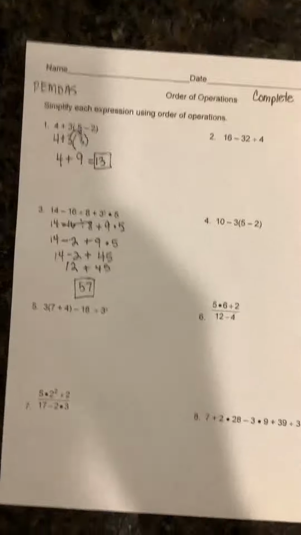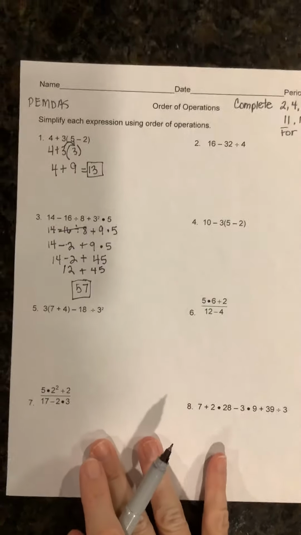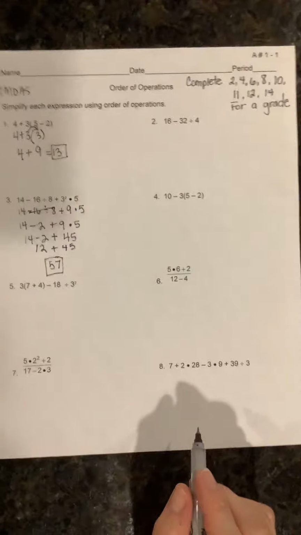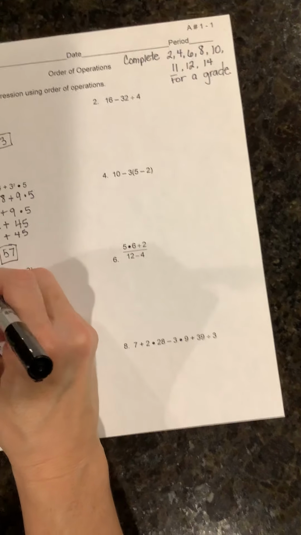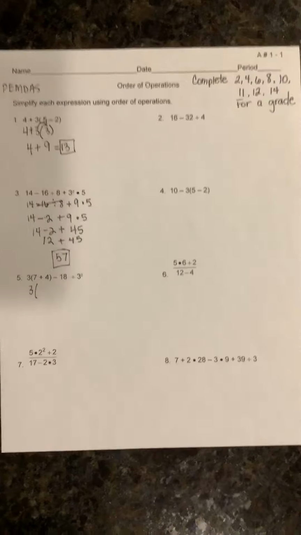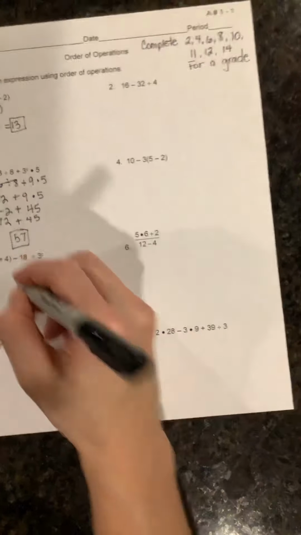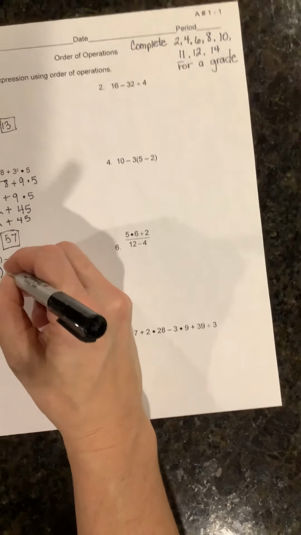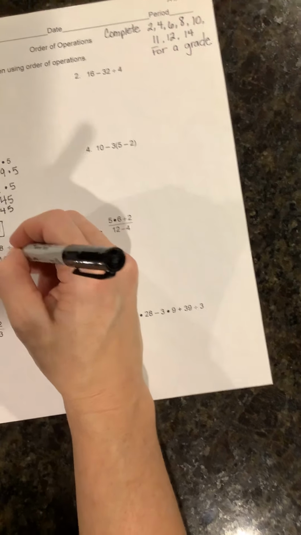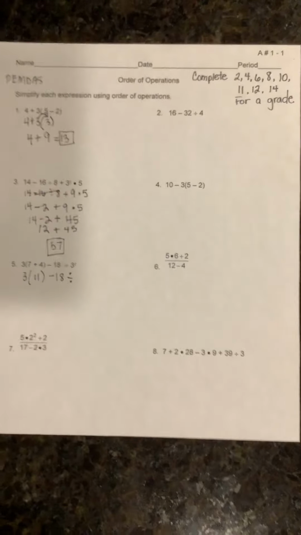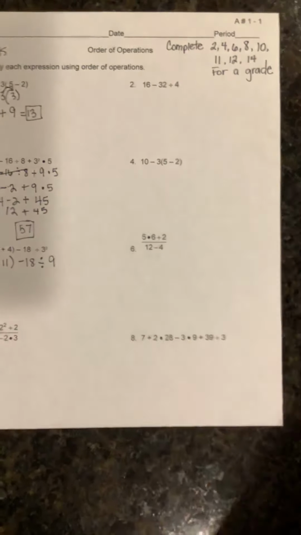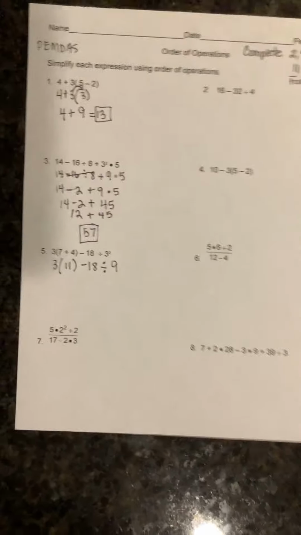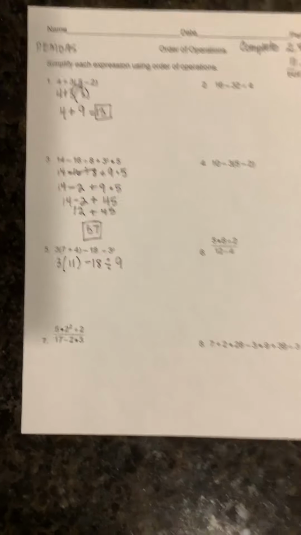Okay, question number 5. I have parentheses, so I want to take care of that, what's inside the parentheses first. So I'm going to bring down my 3. I'm going to do what's inside parentheses, so 7 plus 4 is 11. Bring down my 18, and then divided by, and I can go ahead and square that 3, which would be 9.